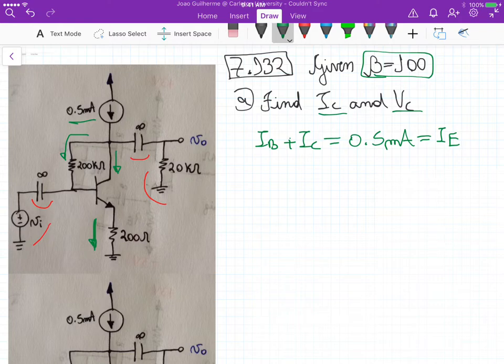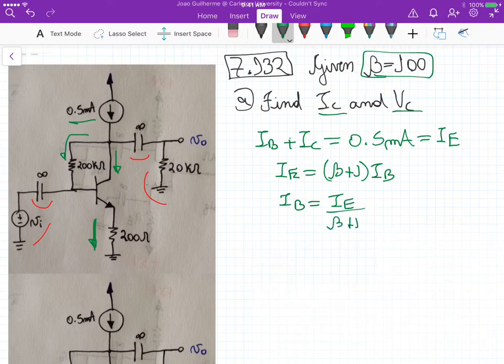We also know that this emitter current is equal to beta plus 1 times IB. So we can calculate the base current, and that's equal to IE divided by beta plus 1. This gives us 4.95 microamperes.